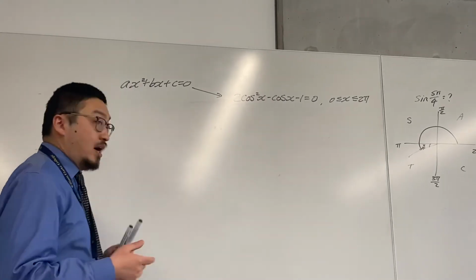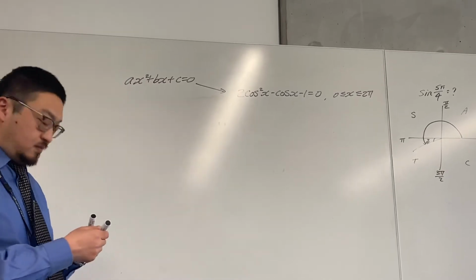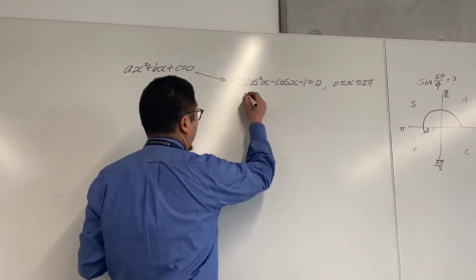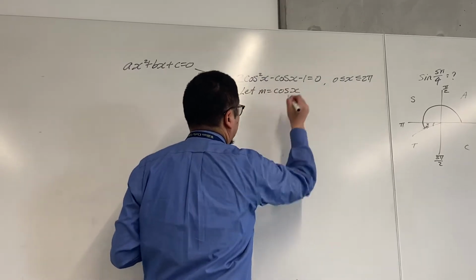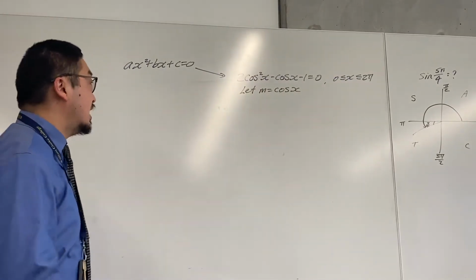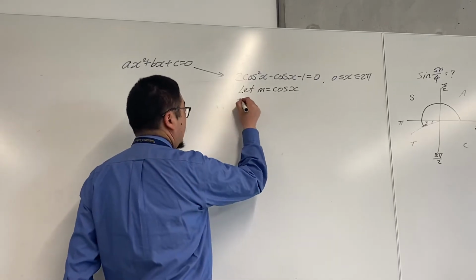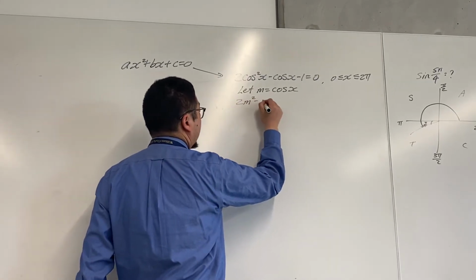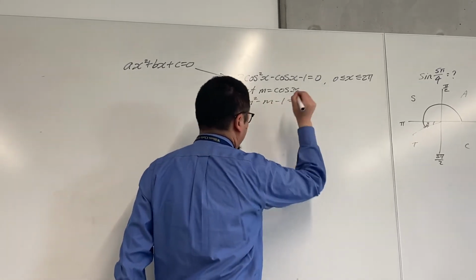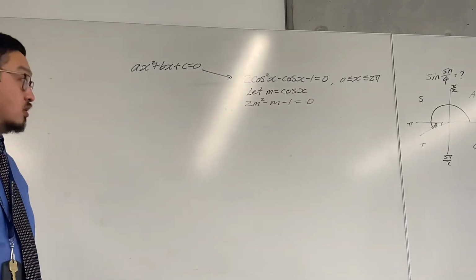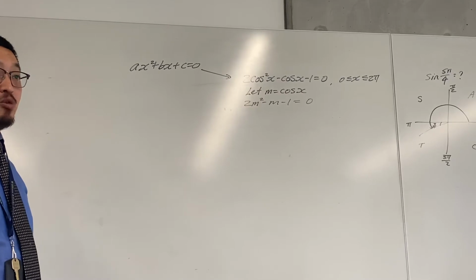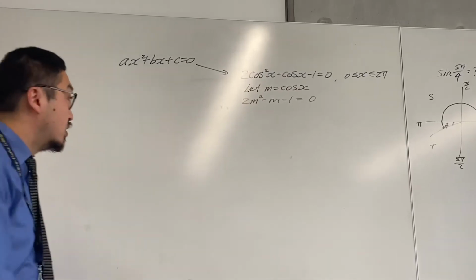So, I'm going to do a little bit of substitution. Let m equal to cos x. Once I've done that, then we say 2m squared minus m minus 1 equal to 0. You guys happy with that? Yeah. Right. Then the next step will be to factorize, which we did in term 1.